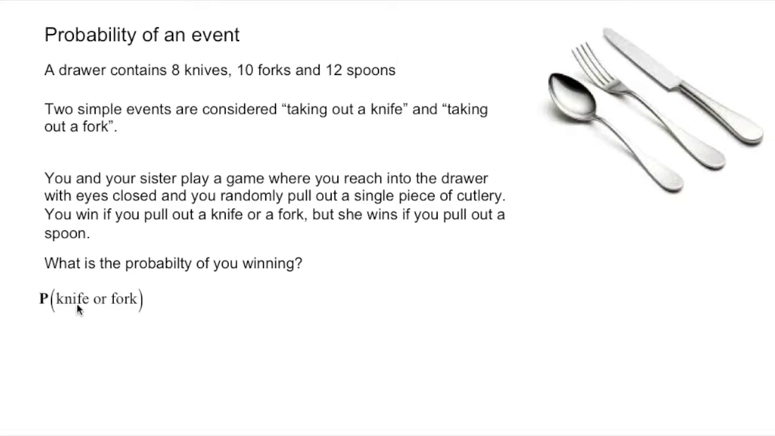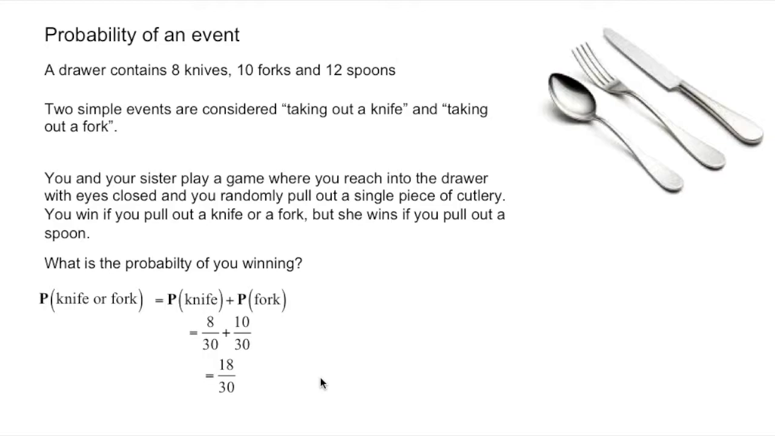The probability of getting a knife or a fork would be the probability of getting the knife added to the probability of getting the fork. Because remember, we have 8 plus 10 plus 12. 8 and 12 is 20, plus 10 is 30. You have 30 pieces of cutlery, and you have 8 knives. So the probability of getting a knife is 8 out of the number of cutlery pieces, 30. The probability of getting a fork, you have 10 forks out of 30 cutlery pieces.